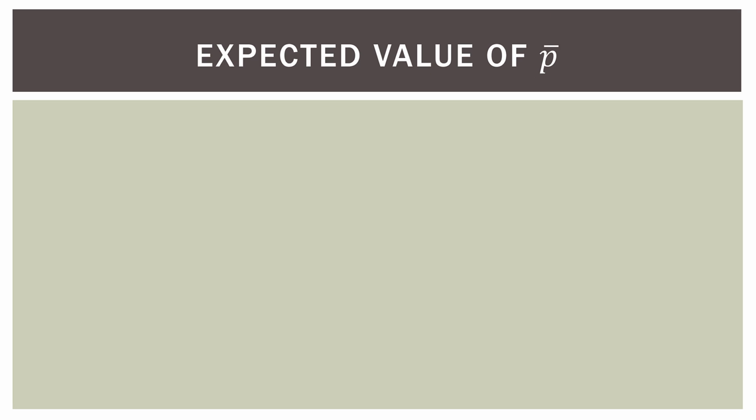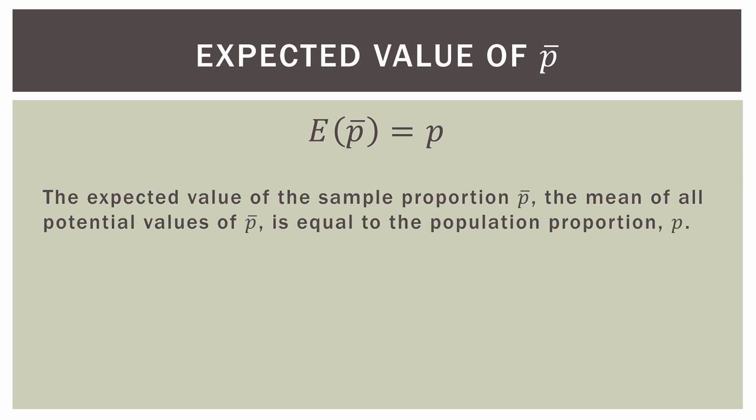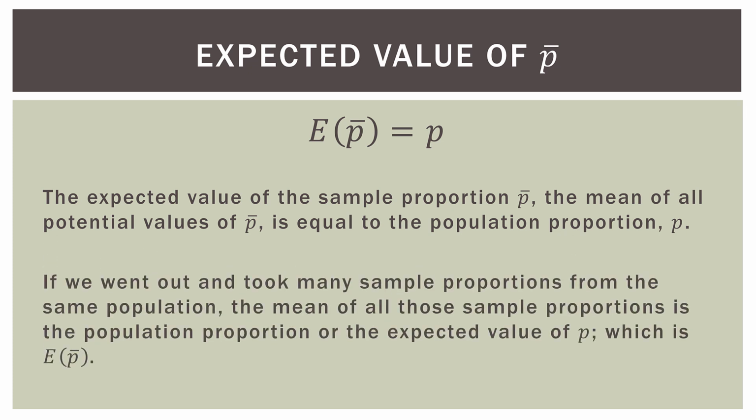So what is the expected value of p bar, the sample proportion? The expected value equals p, which is the population proportion. So the expected value of the sample proportion, p bar, the mean of all potential values of p bar, is equal to the population proportion, p. Another way of saying that is that if we went out and took many sample proportions from the same population over and over again, the mean of all those sample proportions is the population proportion, or the expected value of p bar, which is E of p bar.